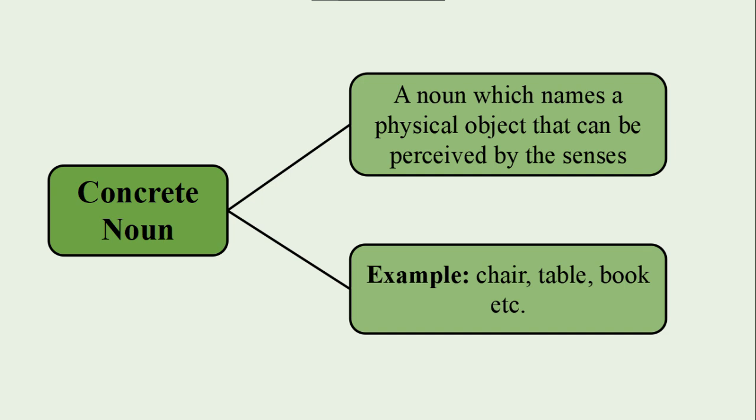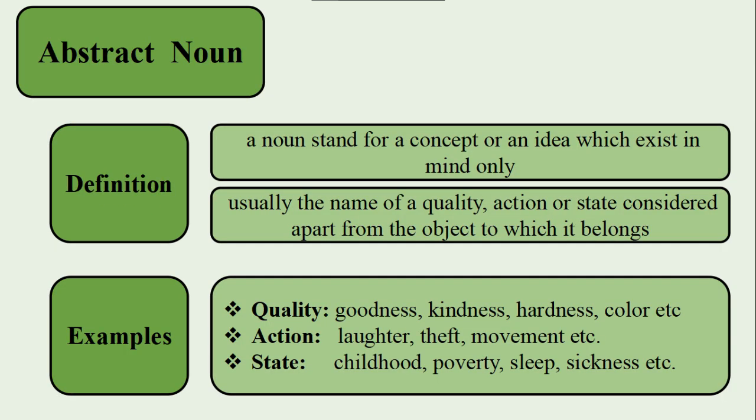That's a neat distinction. Okay, here's where it gets really interesting for me. Abstract nouns, the ones you can't touch. Right. These are typically names for qualities, actions, or states, things that are considered apart from a specific object. They're concepts, ideas. They exist mainly in our minds. Okay, can you give some examples for each of those: quality, action, state? Sure. For qualities, think goodness, kindness, hardness, even color. For actions, maybe laughter, theft, movement. And for states of being, things like childhood, poverty, sleep, or sickness, intangible experiences or conditions.